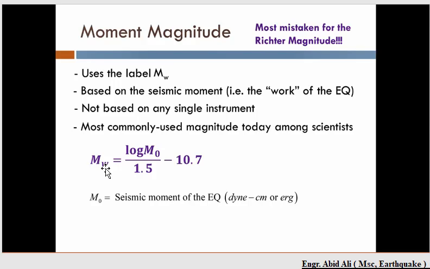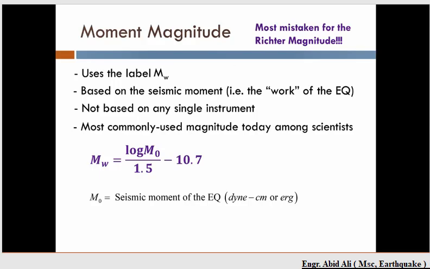The interesting thing is it's not based on any single instrument. It's based on computation of the seismic moment. It is the most commonly used magnitude scale among scientists and seismologists today. And here's the equation for it. It's simply the logarithm of the seismic moment divided by 1.5, minus 10.7, and that's it. Simple.